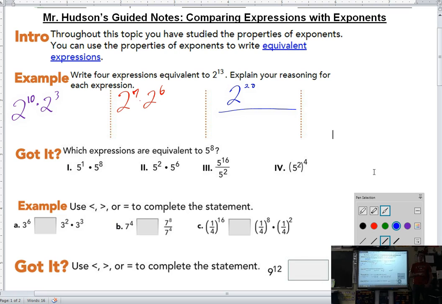So then what do you want in your denominator? What do you want the base to be still? The base is still 2. How many powers do we need to take away from the numerator? 7 powers. That is 2 to the 13th. Because I have 20 twos on top, 7 twos on bottom, 7 of the twos will cancel out.